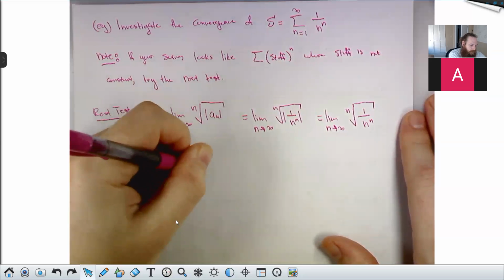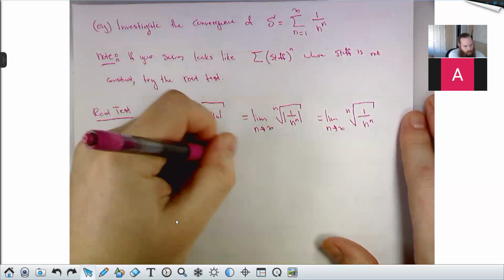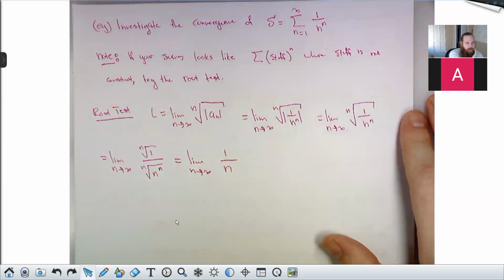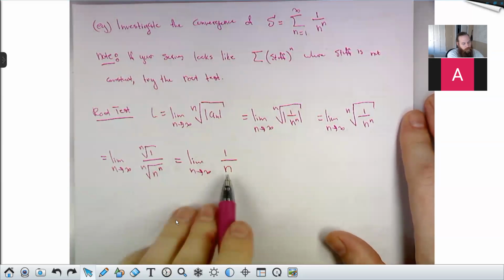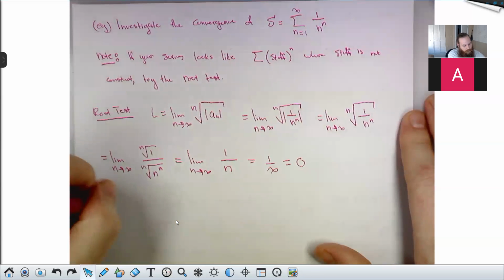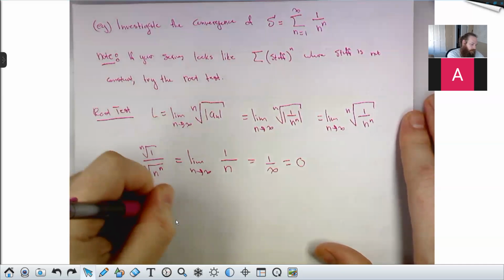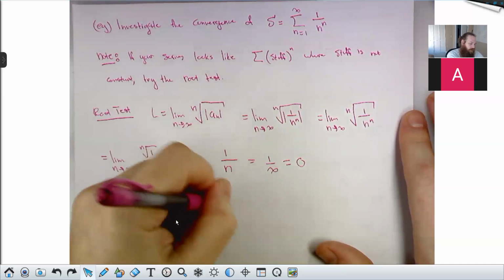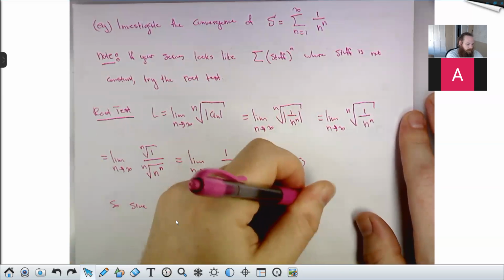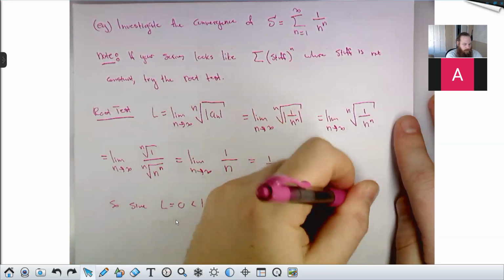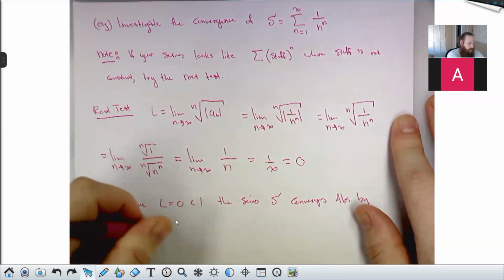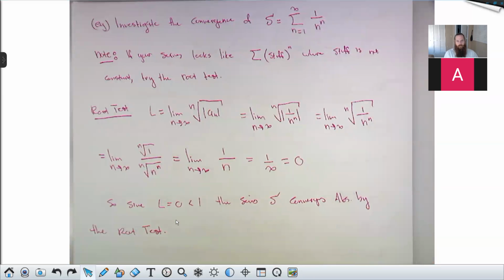Upstairs, all the nth roots of 1 are 1, and downstairs, the nth root of n to the n is n. And the limit as n goes to infinity of 1 over n, that's 1 over infinity, which is 0. So since L equals 0 is less than 1, the series S converges absolutely by the root test. And that's job done.